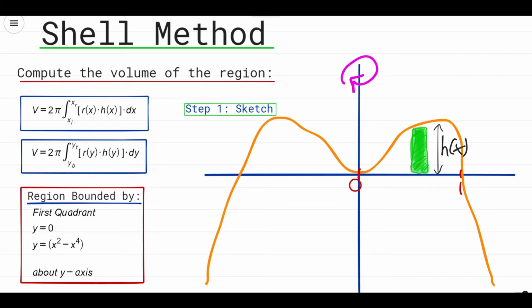Again, h of x is the height of the disk, and r of x is the distance between the disk and the axis of revolution. And the reason I'm using x and not y terms is that since it revolves about the y-axis, we use x terms, as noted by the shell method. So our r of x is x, and the h of x is the function given to us.